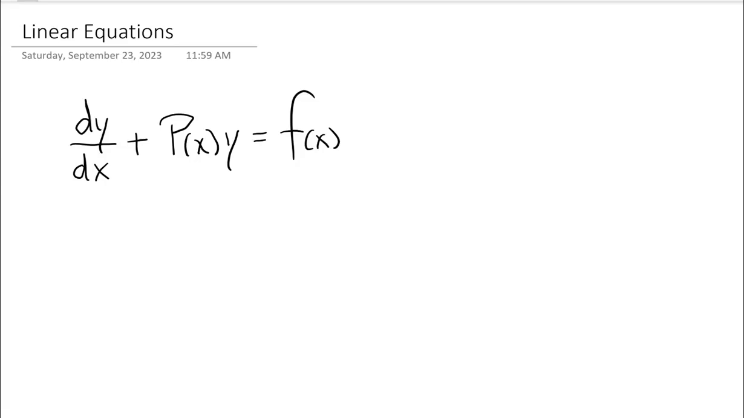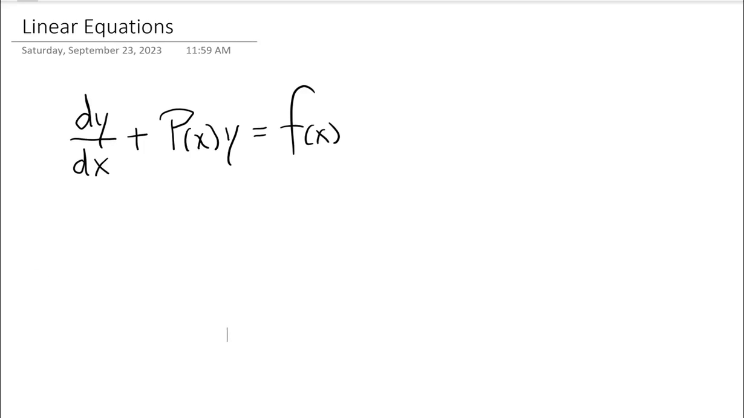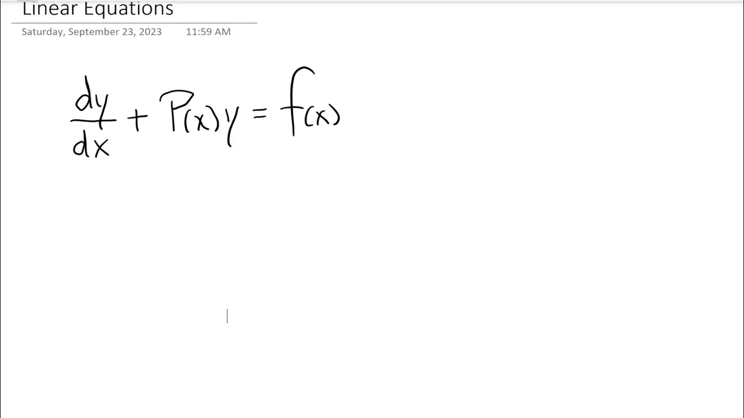Well, now that we've learned the technique for solving separable equations, we're going to look at linear equations. A linear differential equation is one that we can write in the following form, and that is a first-order linear equation. It's dy dx plus some function of x times y is equal to f of x. Now we're going to assume that these aren't separable.